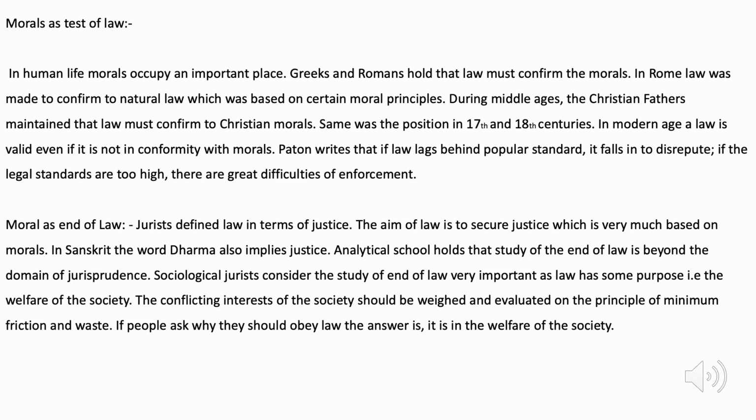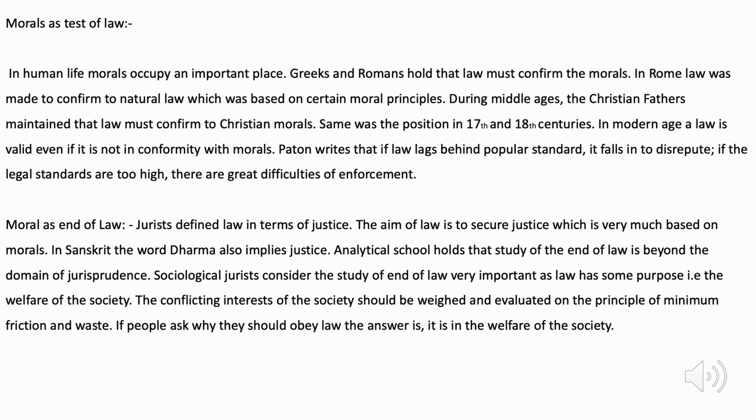Now the second perspective is morals as test of law. In human life, morals occupy an important place. Greeks and Romans hold that law must conform with morals. In Roman law, it was made to conform to natural law, which was based on certain moral principles.